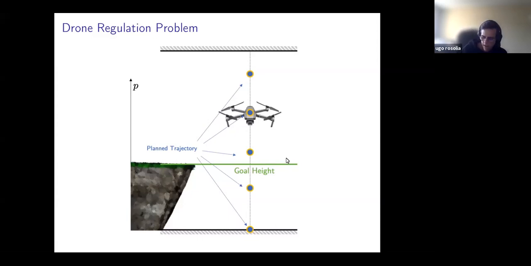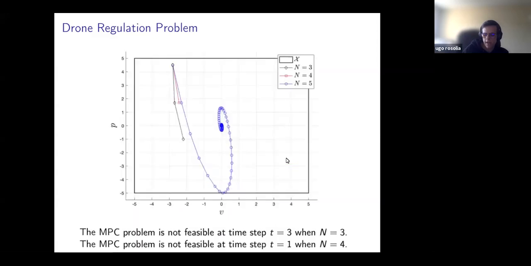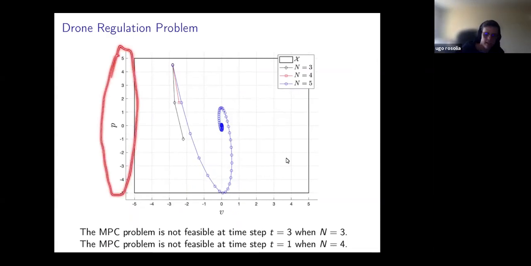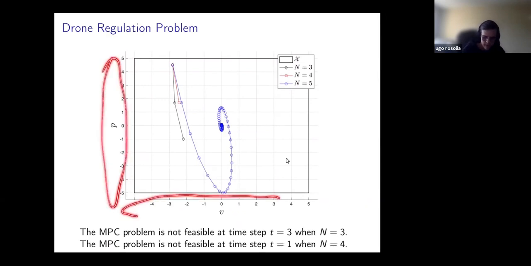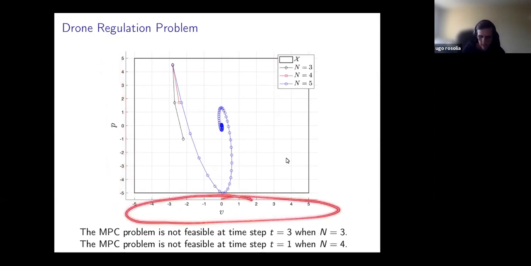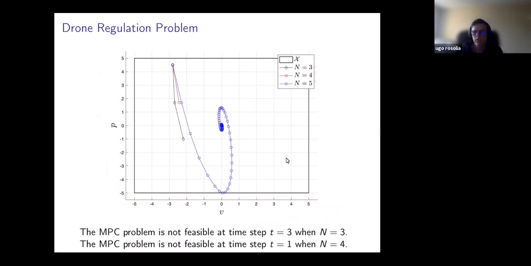Okay. And I also coded up a simple example to convince you that this is something that can happen already with a very simple system. So here on the y-axis we have the position of our drone, and on the x-axis we have the velocity. And here I coded up 3 different model predictive controllers with different horizon lengths. We are applying exactly the same strategy, exactly the same code. We are only changing the horizon length.